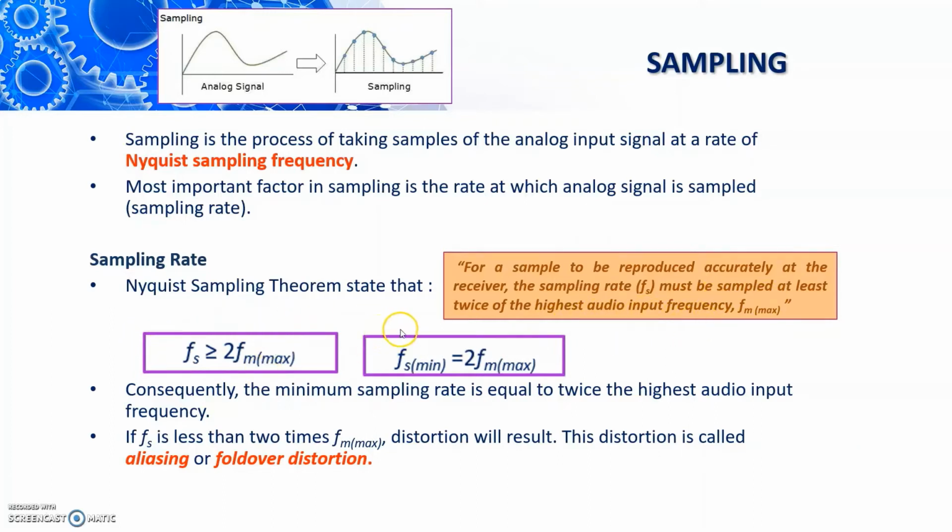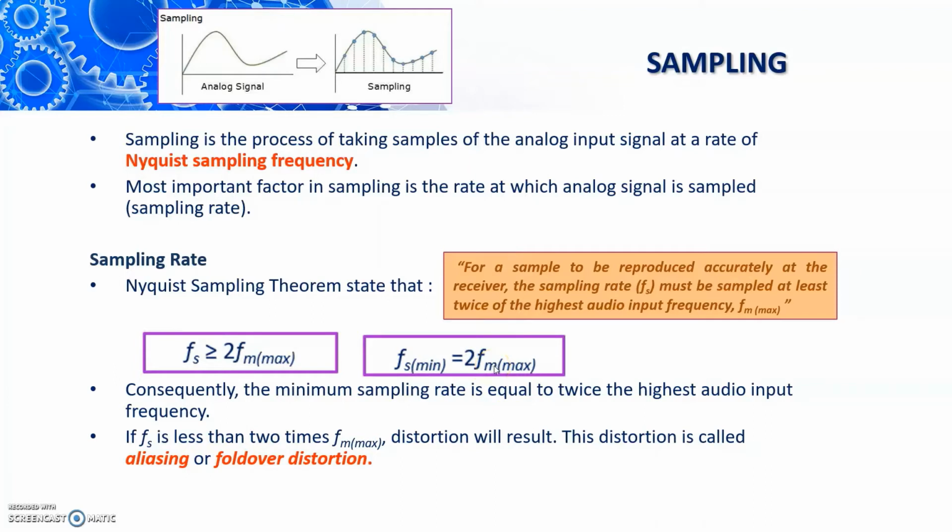So here are the equations that you have to know. The sampling rate must be higher than or equal to 2 times the input frequency, or modulating frequency fm. So the minimum sampling rate is equal to 2 times fm. The larger the sampling rate, the better. Consequently, the minimum sampling rate is equal to twice fm.